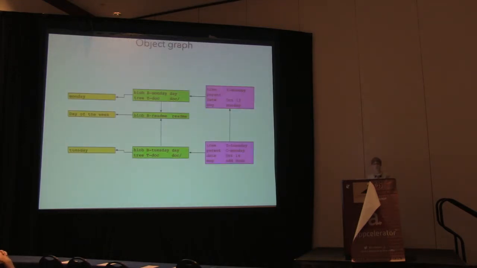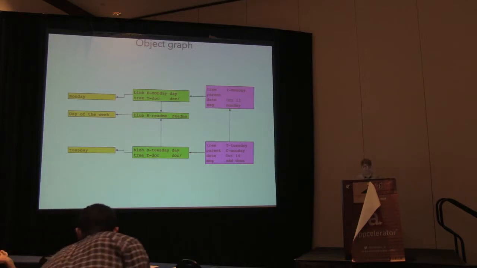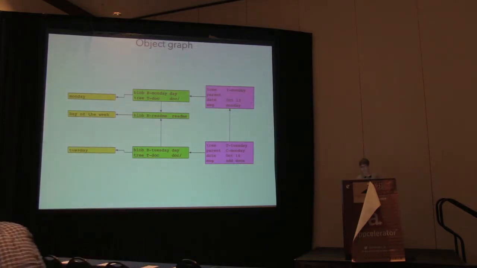Here's a better representation of how they relate to each other. So if you look at the top right here, then we've got the Monday commit. And you can see that it points at the tree that represents the whole state of the root of the repo, right? And then it's got the day file and then the doc folder. Now, the doc folder has its own tree, of course, which just has the README in it. And then each of those point at their necessary blobs.